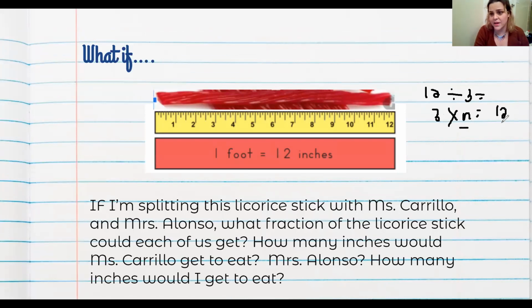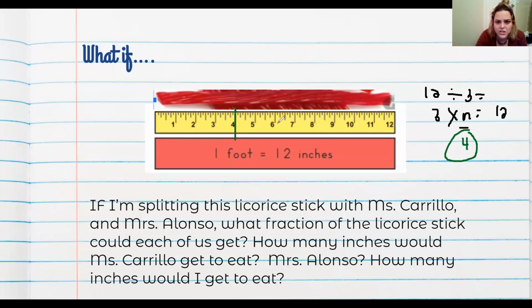What's the group size, right? And 12 inches in total of a licorice stick. Oh, must be 4 inches. Well, let me just double check. I'm going to use a different color. So let me partition it into thirds, which means each person is going to get 4 inches. Let's see if it looks correct.